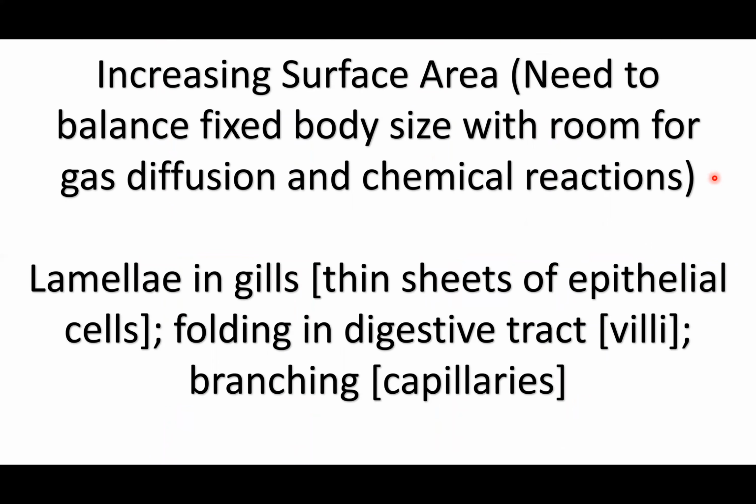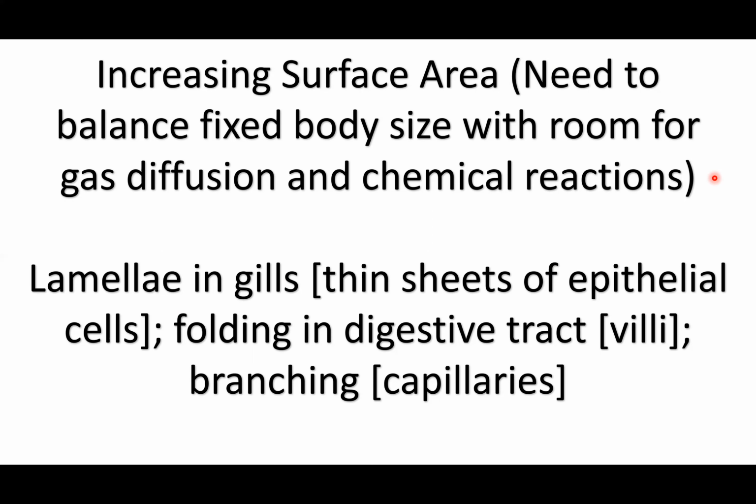Another concept that we talked about is ways to increase the surface area, because organisms need to balance a fixed body size with room for gas diffusion, their organs and chemical reactions. So it's all about, as an animal is scaled up in size, the organs have to scale up, and then how do we make sure that the surface area of these organs is going to be efficient for gas diffusion, and also are chemical reactions going to be able to take place efficiently?